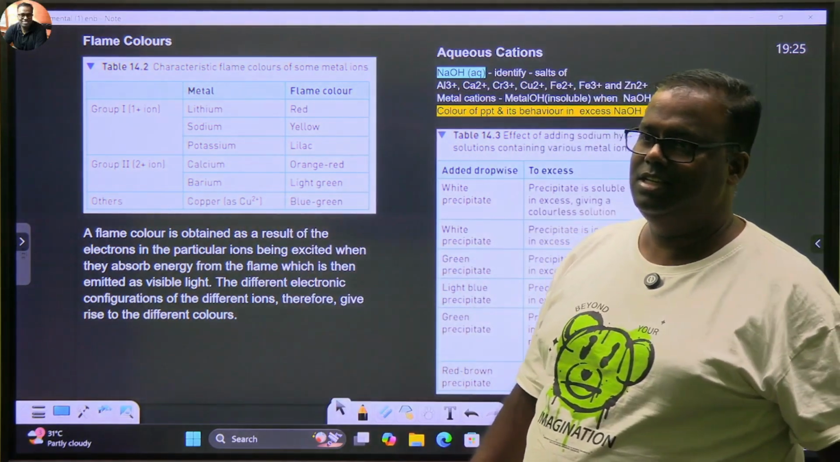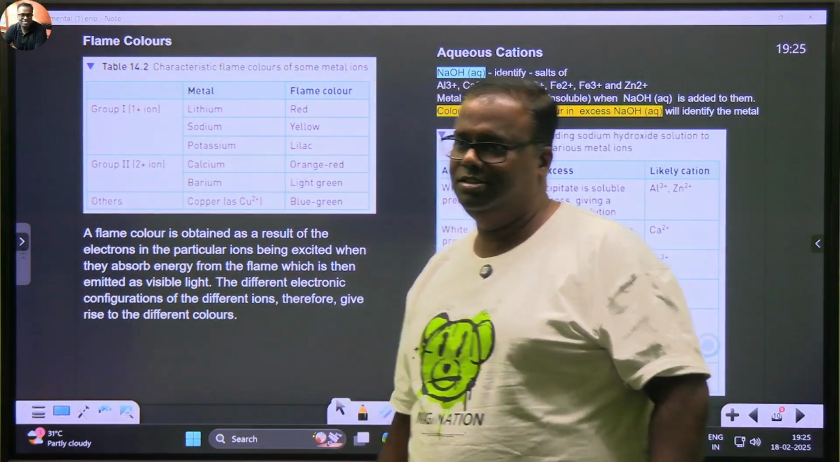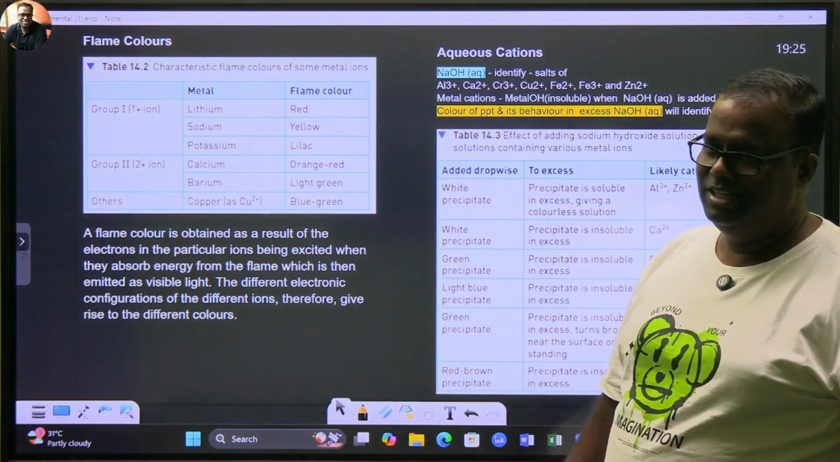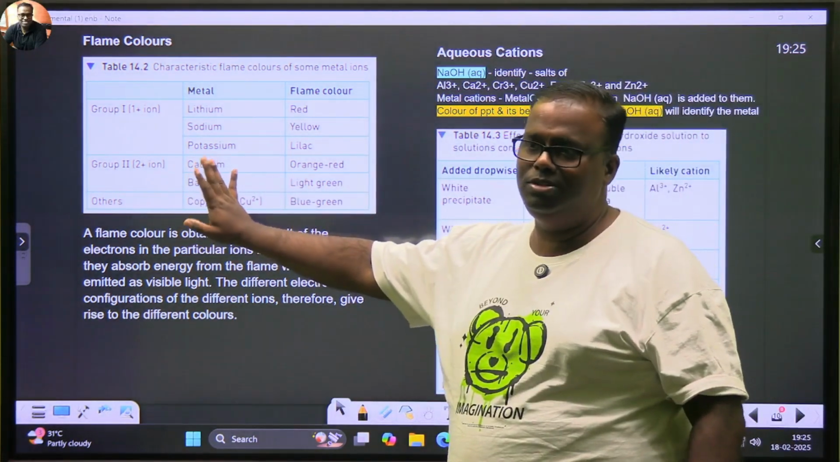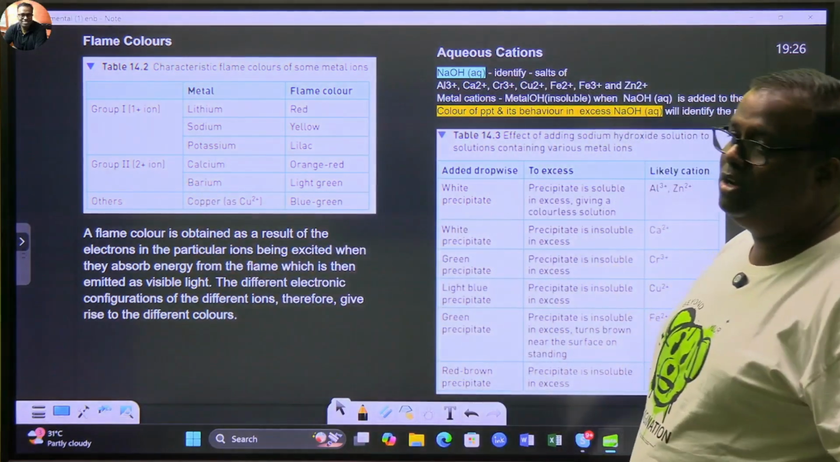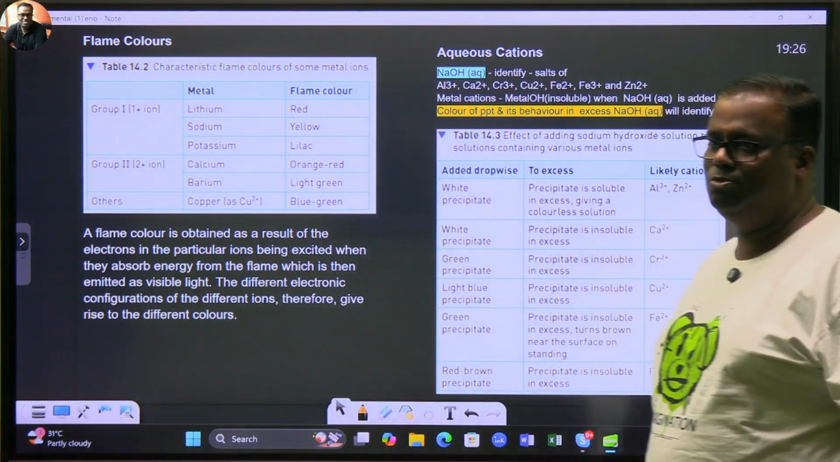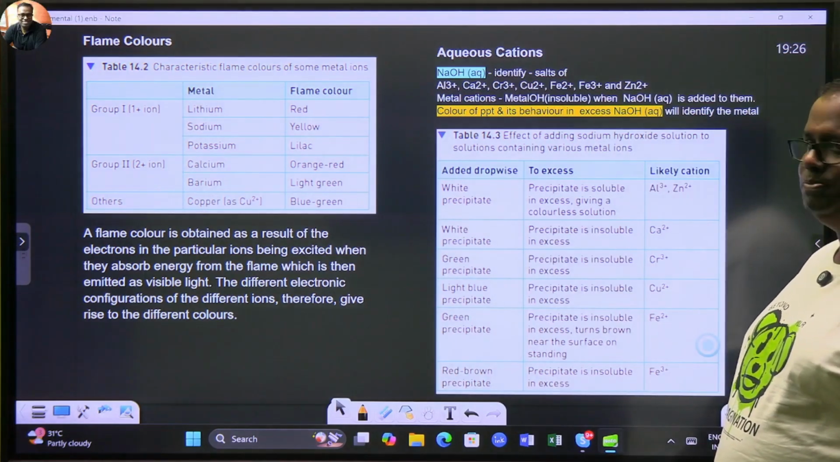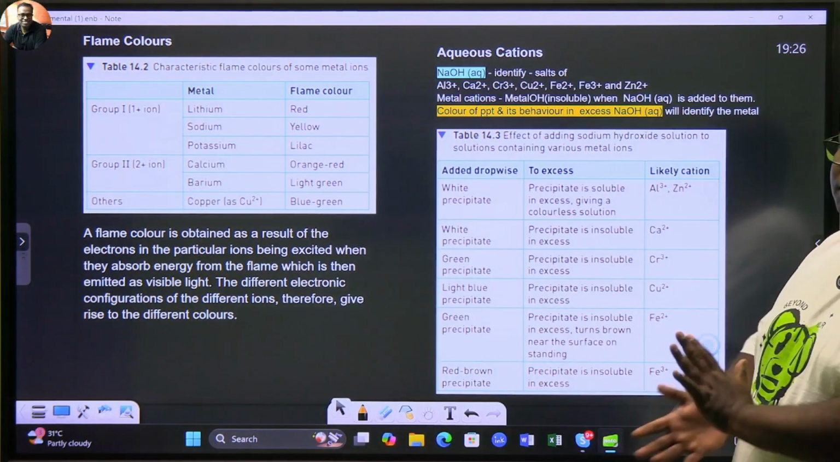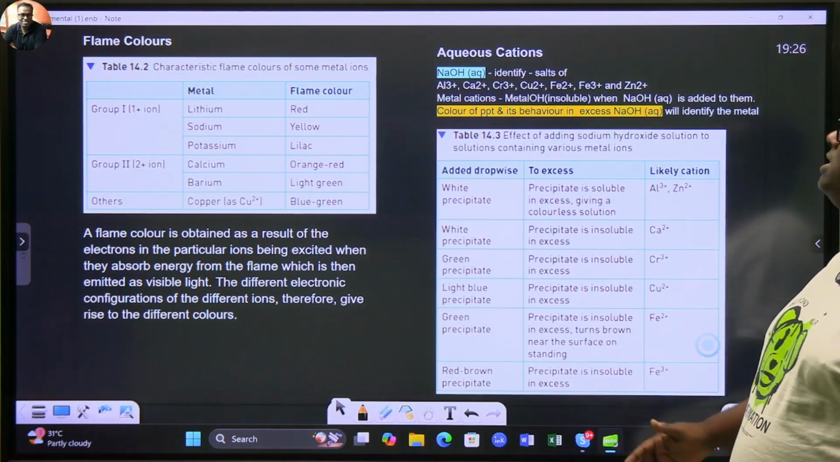Li, Na, K. Red, yellow, lilac. This is important. I am saying it again and again. This is important. So it will come as a 1-mark question in a 7-mark question or a 2-mark question. Okay? Clear?